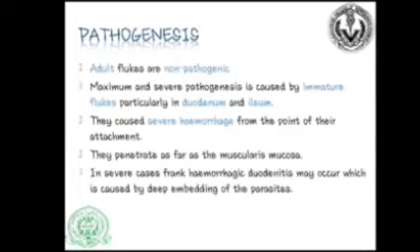Maximum and severe pathogenesis is caused by the immature flukes, particularly in the duodenum and ileum. Adult flukes are non-pathogenic and do not cause overt disease. The immature flukes cause severe hemorrhage from the point of their attachment and penetrate as far as the muscularis mucosa. In severe cases, frank hemorrhagic duodenitis may occur, which is caused by the deep embedding of the parasites.